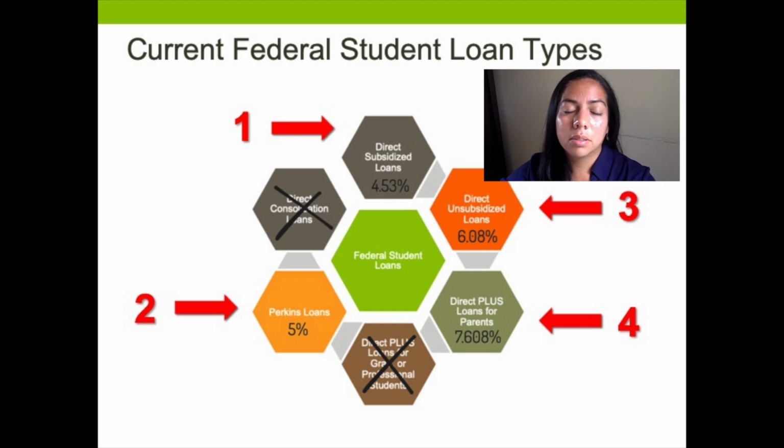Now, the direct subsidized loan, once again, is the best one because your interest does not accrue while you're in school. And then if you're offered the Perkins loan, get it, if you need it, obviously. And then number 3, we're moving on to the unsub loan.